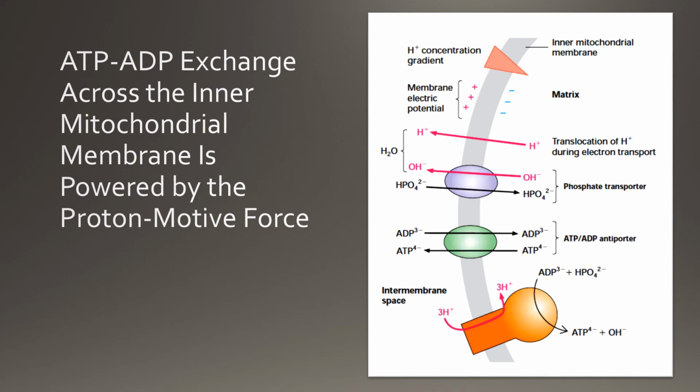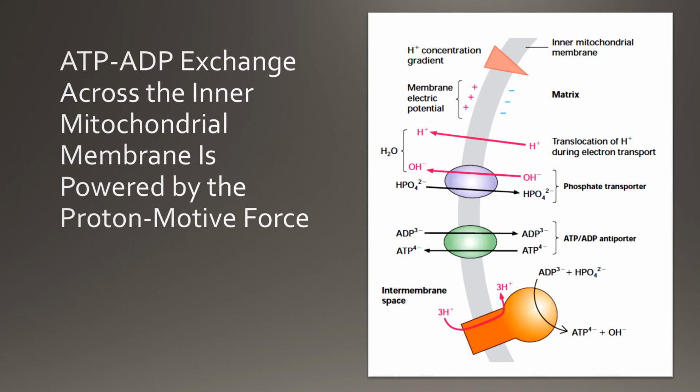This figure shows the coordinated action of the two antiporters, shown in purple and green, which results in the uptake of one ADP and one HPO4 in exchange for one ATP, powered by the outward translocation of one proton during electron transport. The outer membrane is not shown here because it is permeable to molecules smaller than 5000 Dalton.